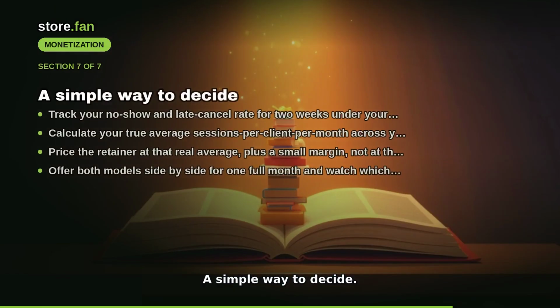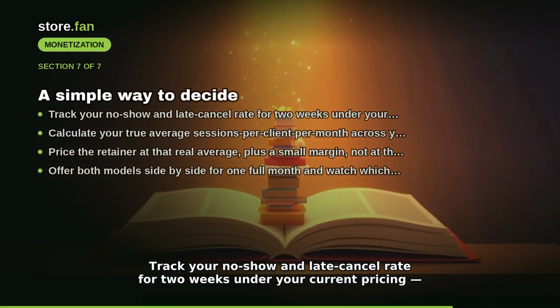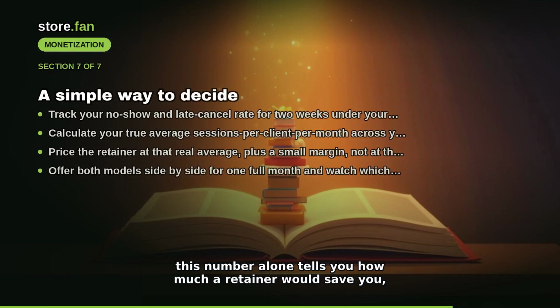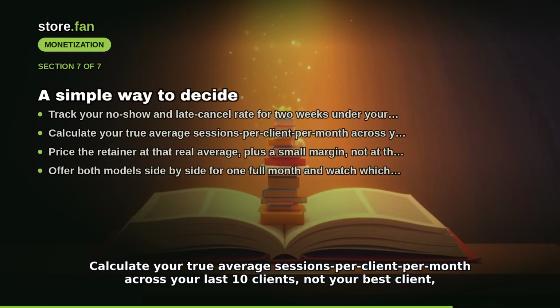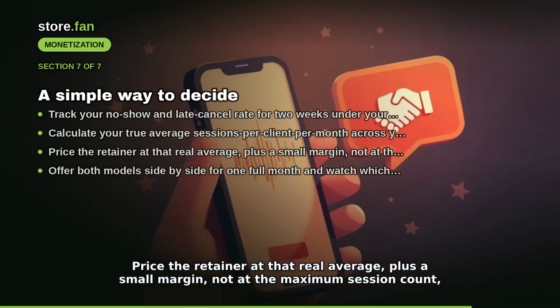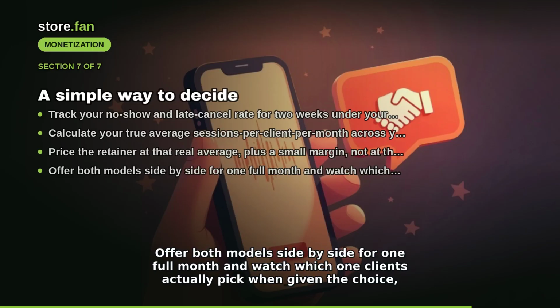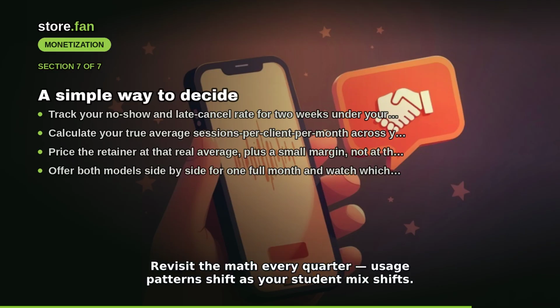A simple way to decide. Track your no-show and late cancel rate for 2 weeks under your current pricing. This number alone tells you how much a retainer would save you. Calculate your true average sessions per client per month across your last 10 clients, not your best client. Price the retainer at that real average, plus a small margin, not at the maximum session count. Offer both models side by side for 1 full month and watch which one clients actually pick when given the choice. Revisit the math every quarter. Usage patterns shift as your student mix shifts.